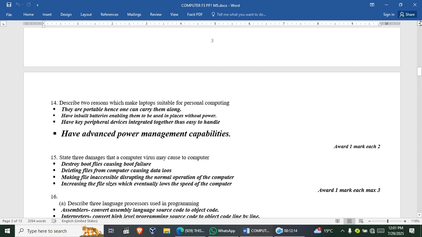Have advanced power management capabilities. You can set it to night, that is eye care. You can set it to battery safe mode, etc.